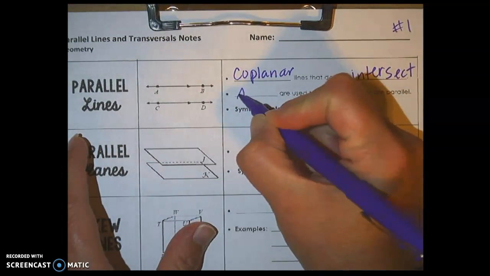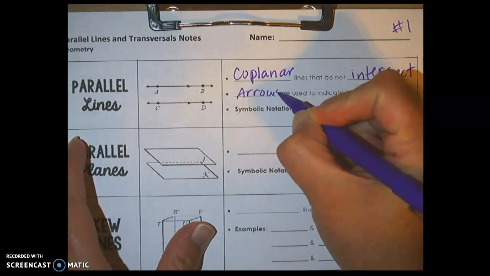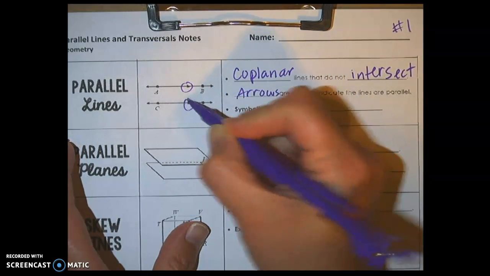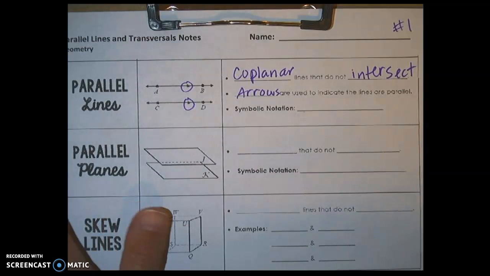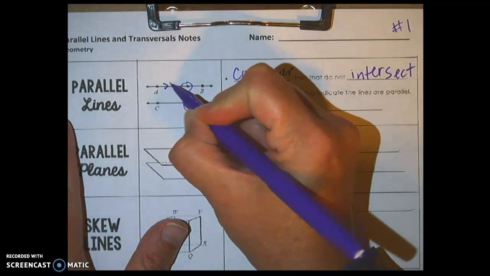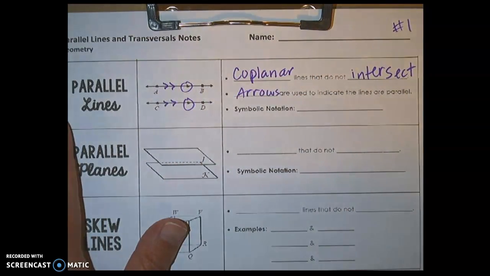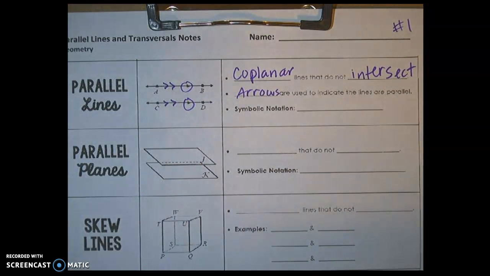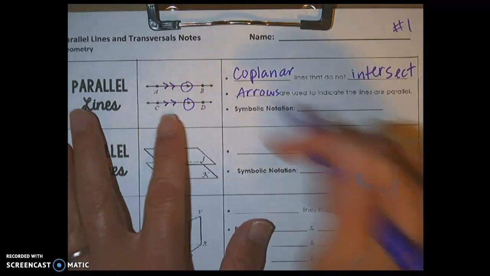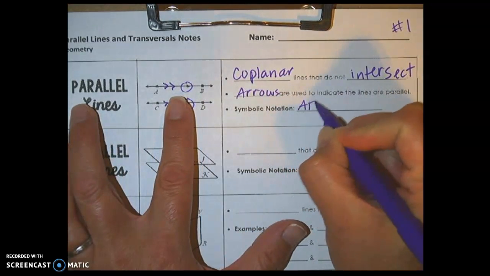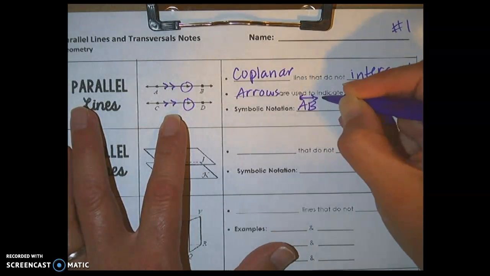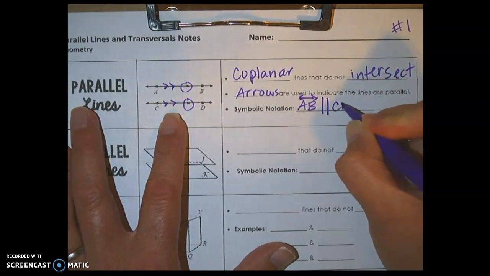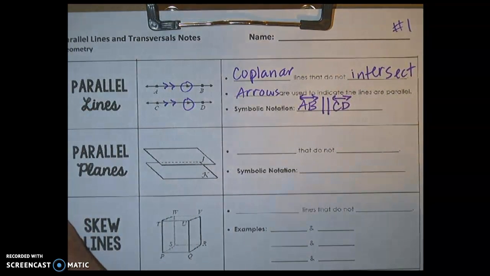We use arrows. So you can see these arrows right here. We use arrows to indicate that lines are parallel. If there is more than one set of parallel lines, you may see double arrows, so it may look something like this to indicate parallel lines as well. The symbolic notation: we know that we name lines using 2 points. In the arrow above, line AB is parallel to line CD.